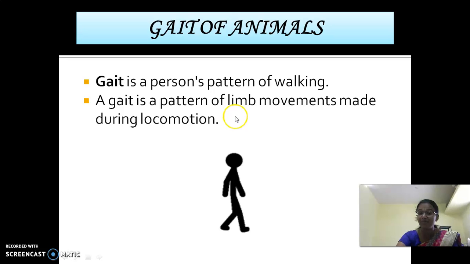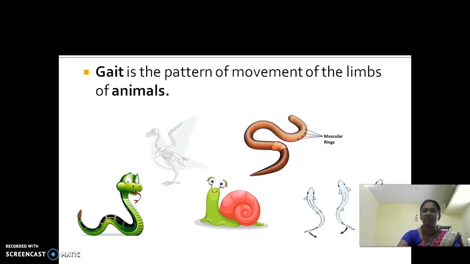Gait is a pattern of limb movement. What is that limb? The hands and legs. The movement of hands and legs during the process of locomotion is called gait. We shake our hands while walking, right? So the movement of hands and legs while walking or moving is called the gait of animals. That is called gait. Here, gait is a pattern of movement of limbs of animals.